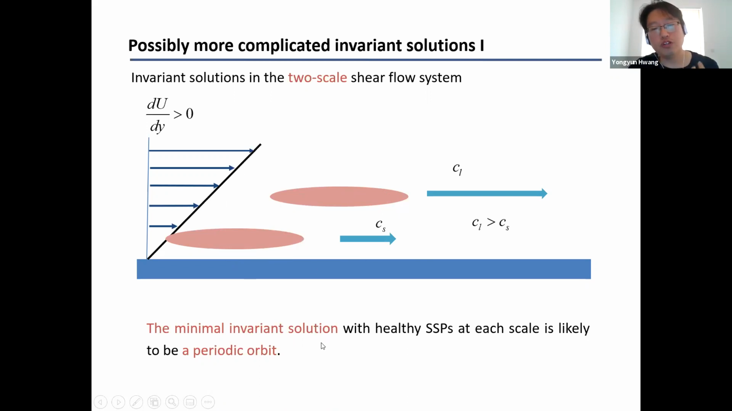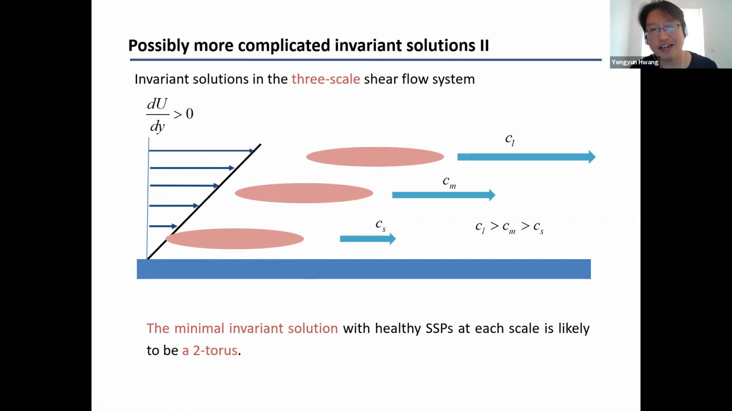Therefore, what you expect is that the minimal form of the multiscale invariant solution, which describes everything, is supposed to be a periodic orbit, also a periodic orbit in the moving frame of the small scale. This makes our life very complicated if you consider more scales, because if you consider three scales, then the structure which describes everything should be a 2-torus, which is extremely difficult to compute.